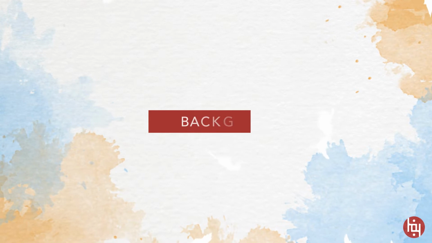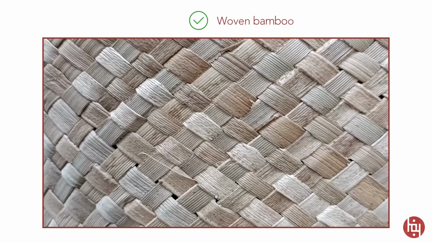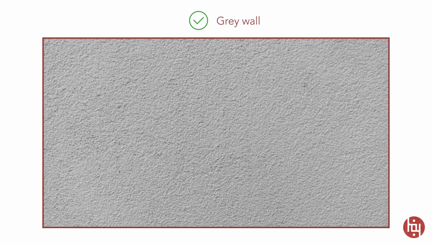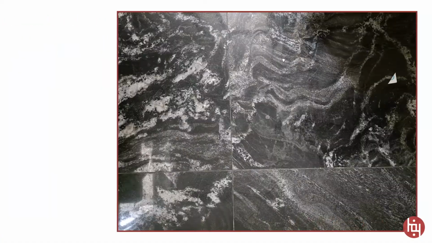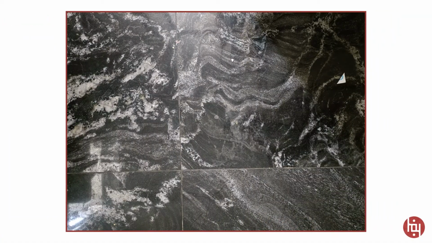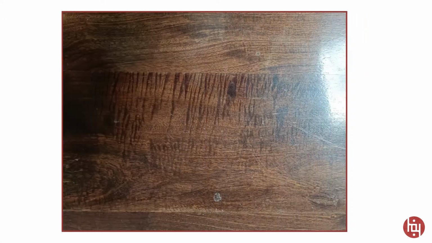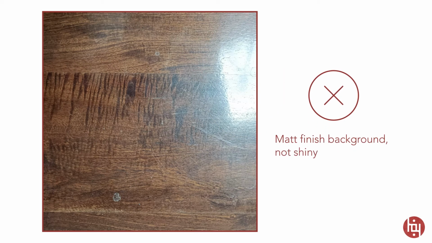Another factor to consider before you shoot is the background. Always shoot your textile products against a uniform background like a wall or a floor. Regardless of the color or material of your chosen background, make sure that it is not shiny. Shiny surfaces reflect light and interfere with the photo. Use a matte finish surface instead.